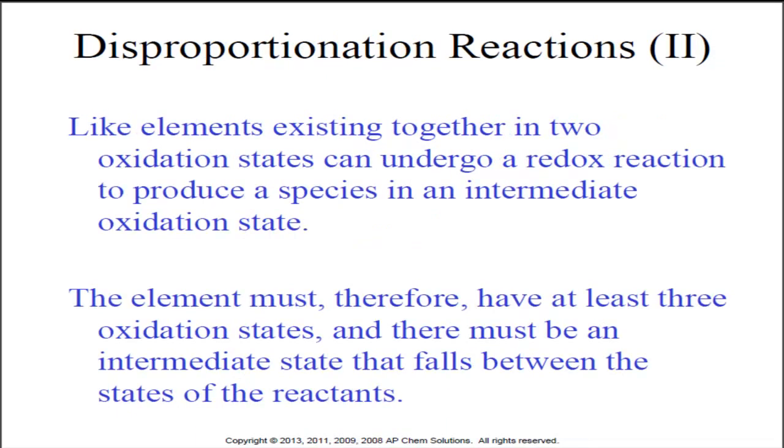Now, like elements that exist together in 2 oxidation states can undergo a redox reaction to produce a species in an intermediate oxidation state. So the element has to have at least 3 oxidation states, and there has to be an intermediate state that falls between the states of the reactants.